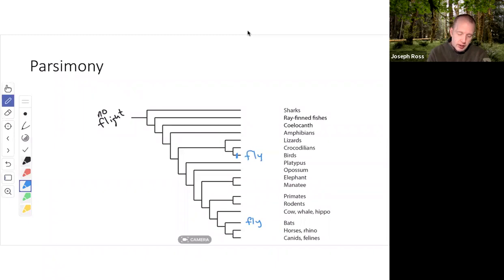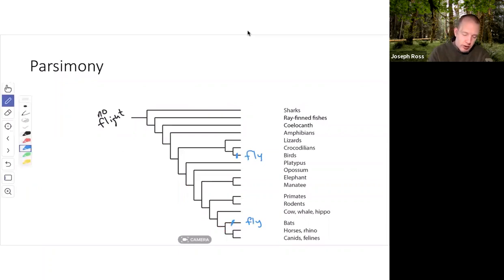Likewise, the common ancestor of mammals gave rise to lots of species that don't fly, and only a small number of species, bats, that do fly. So that suggests that flight evolved somewhere on the branch from which the common ancestor of cats, dogs, horses, rhinoceroses, and bats diverged.